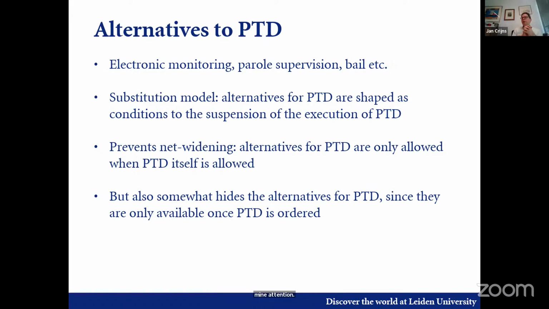But the problem is that you are only allowed to think about alternatives to pre-trial detention after you have ordered the pre-trial detention. So you must first have serious reasons to order pre-trial detention, and only when you have serious reasons for pre-trial detention, then you can think about alternatives for pre-trial detention. So they're somewhat hidden behind the conditions for pre-trial detention. So that may be a reason why the alternatives for pre-trial detention are not much used in the Netherlands so far.